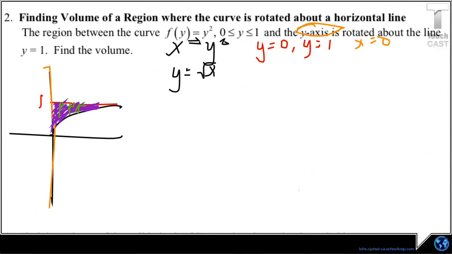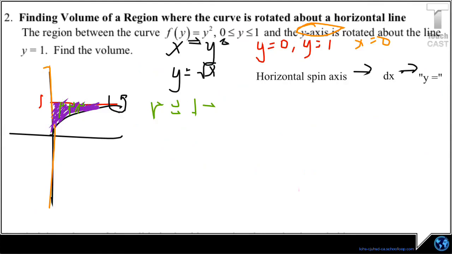I've also drawn in my radii perpendicular to my spin axis, which is x equals 1. And so therefore, since I have a horizontal spin axis, I'll be integrating with respect to x, which means I want my equations to be in y equals. So that means my radius will be top minus bottom. The top curve is the red one, which is 1, minus the black curve, which is square root of x.